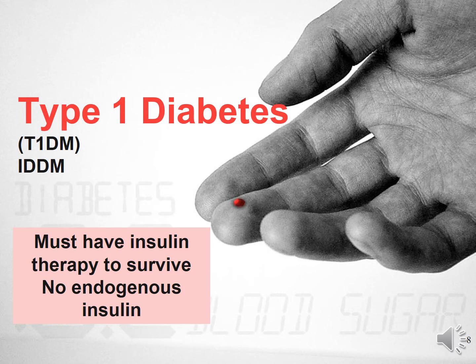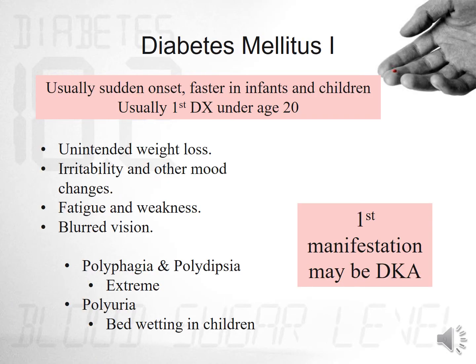Type 1 diabetes must have insulin therapy to survive. No endogenous insulins. In other words, they do not make their own insulin. Usually it's sudden onset, faster in infants and children. Usually the first diagnosis is under age 20. The first manifestation may be diabetic ketoacidosis.